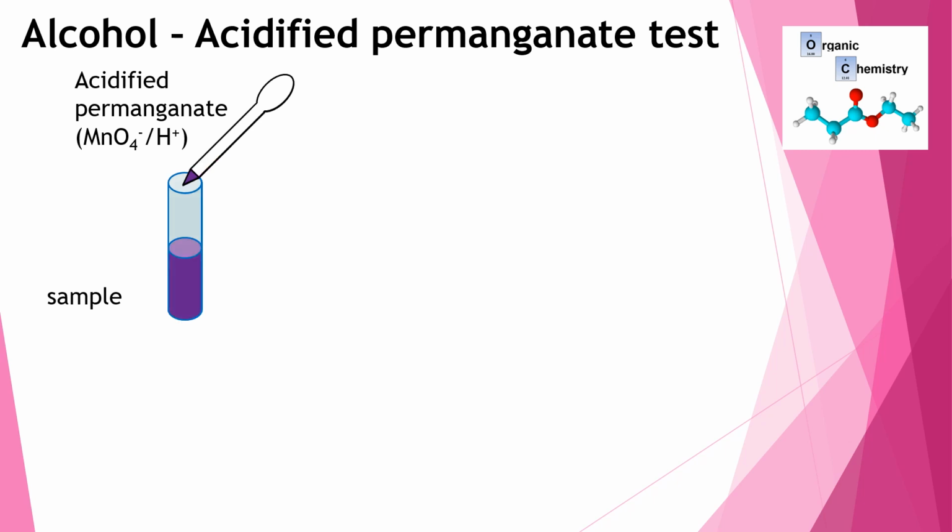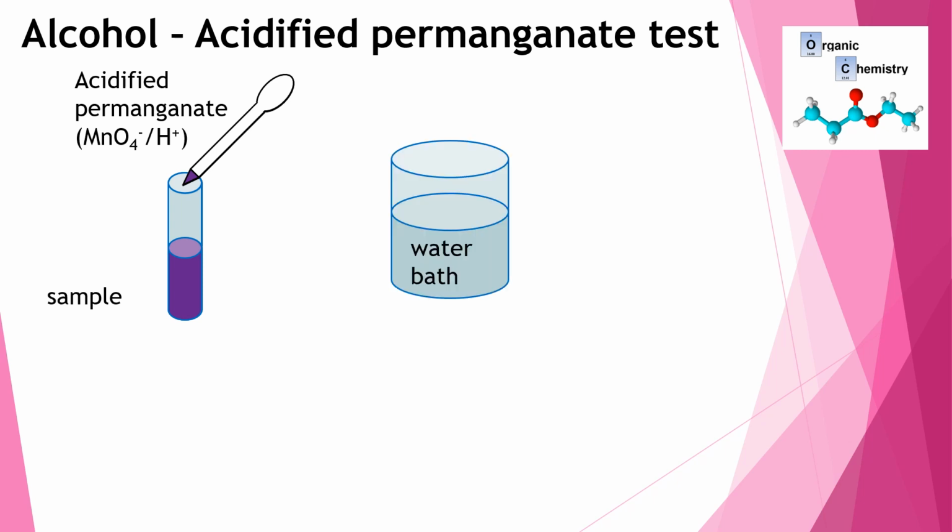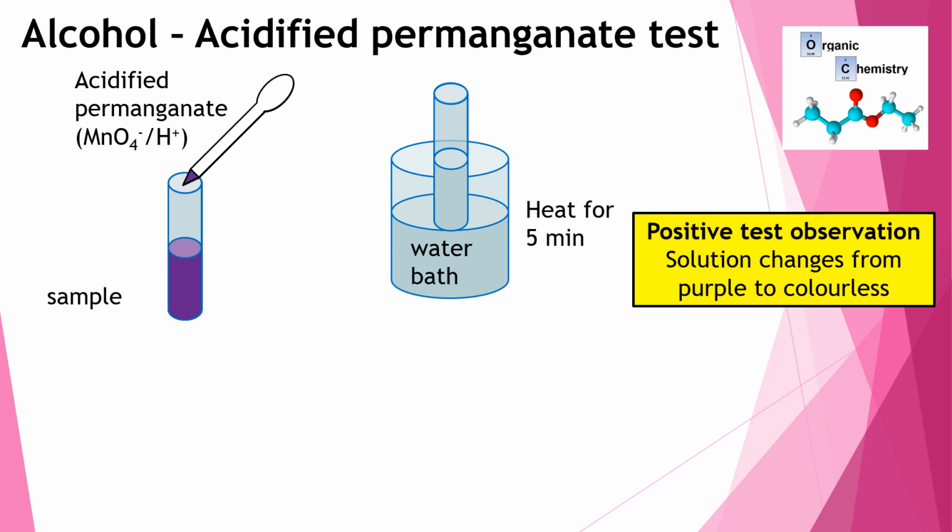So I add that to the solution, I get a purple solution. You know what? This one doesn't always react straight away, so we put it in a bath that's been heated up by a Bunsen burner, called a water bath. We sit it in there for 5 minutes, and boom, there it goes clear. So the positive test for this is the solution changes from purple to colorless. I said clear, but I should have said colorless. There is no color there. You know the purple color is actually clear for a start.